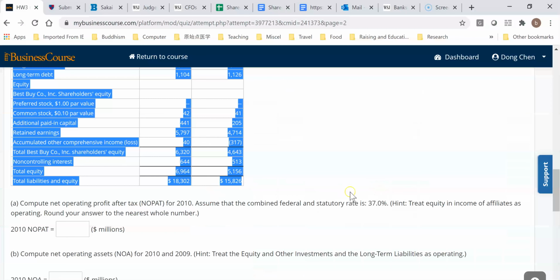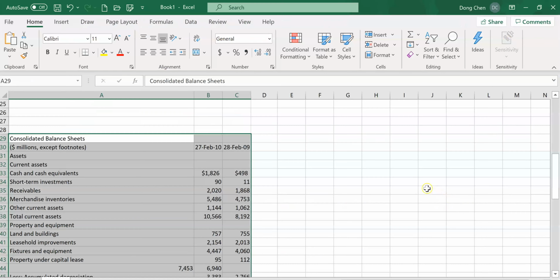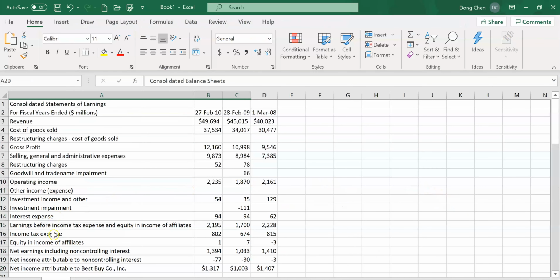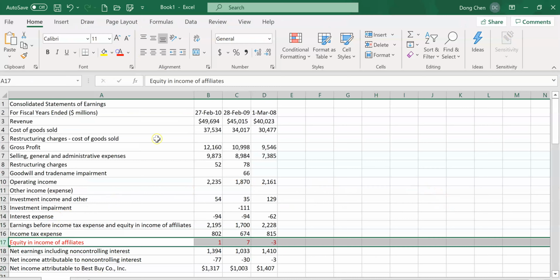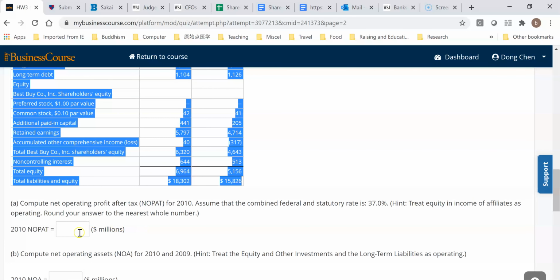So next job is simply, if you look at part A, it's computing NOPAT. So that's from the income statement. And the hint: treat equity in income of affiliates, so that's basically this item here, as operating.